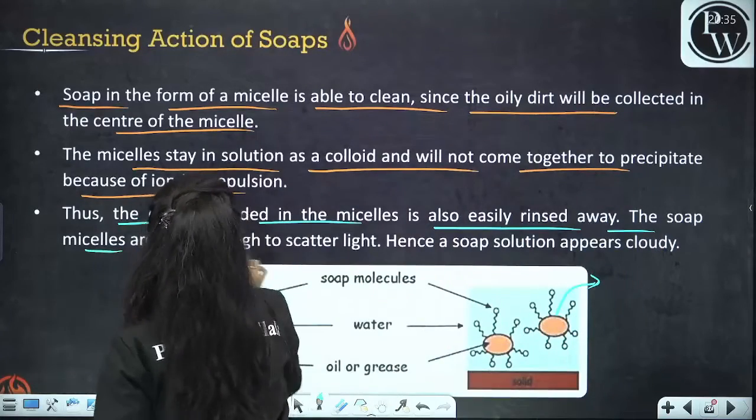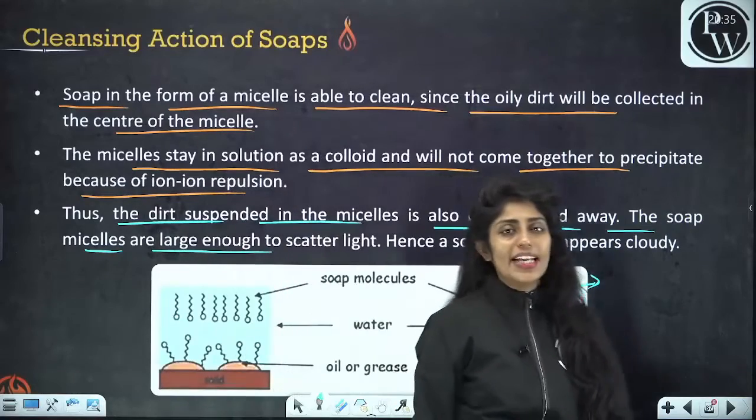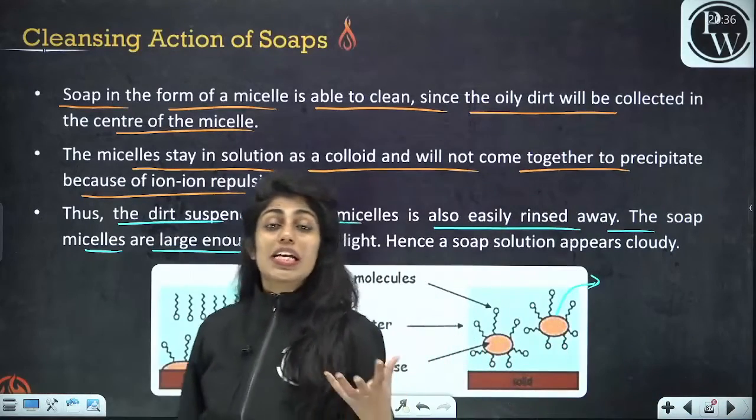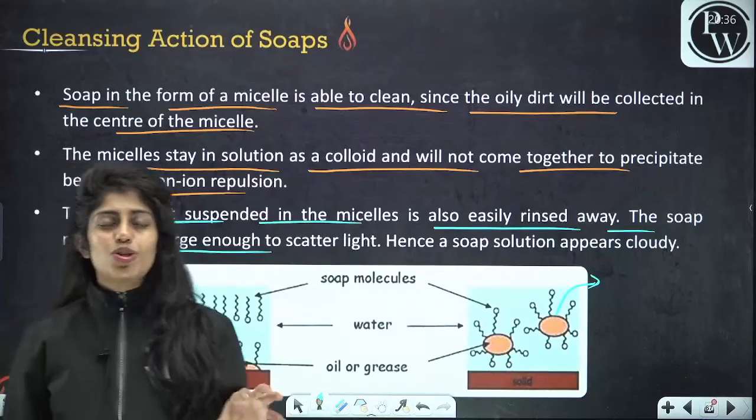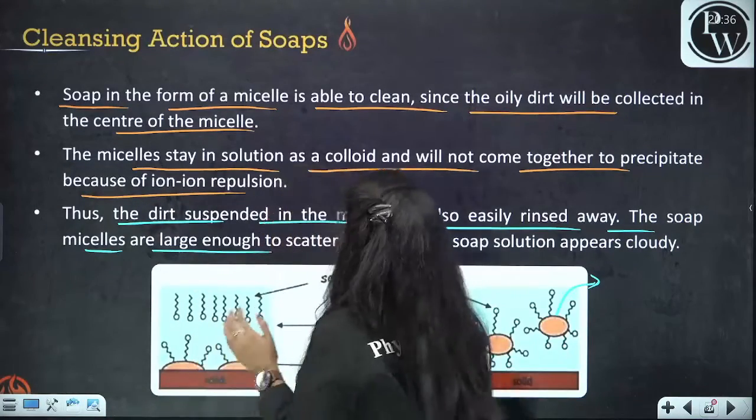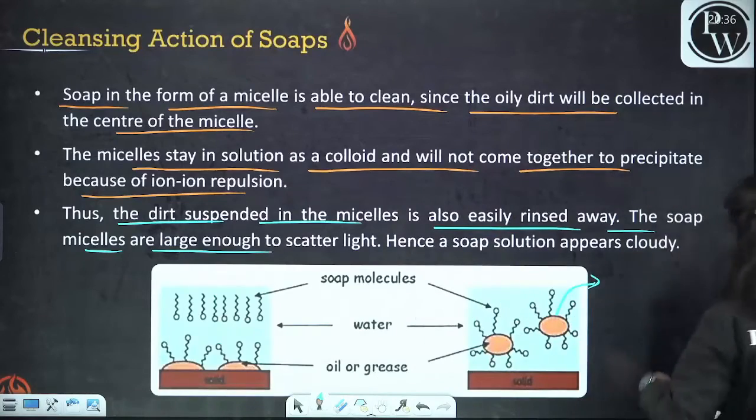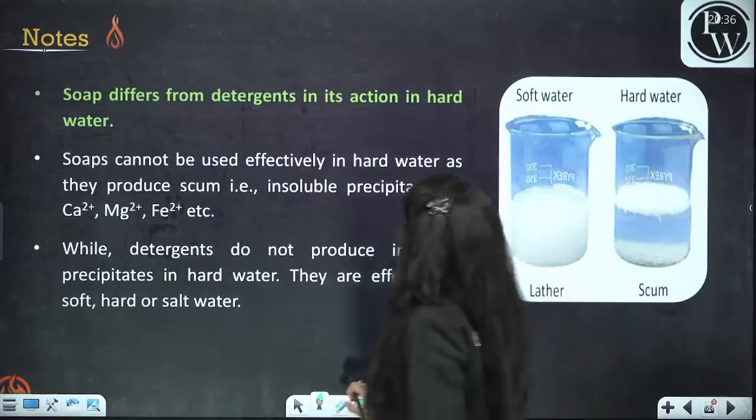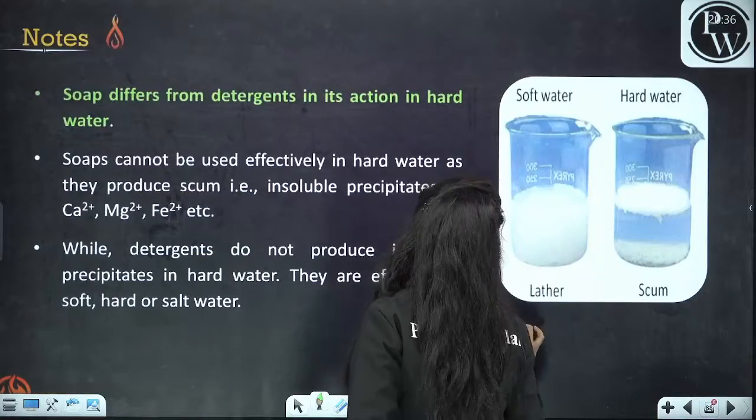The soap micelles are large enough to scatter light, and that's why they look cloudy. Have you seen the micelles? Yes, they look cloudy because they come in the category of colloids and they can scatter the light. Now there is one more point, which is scum.